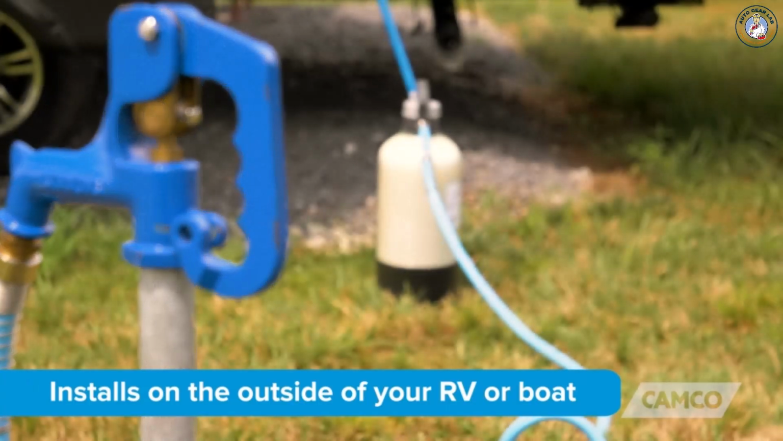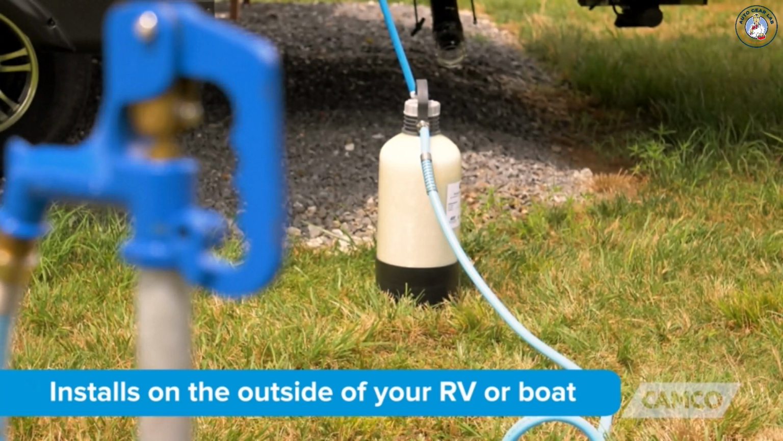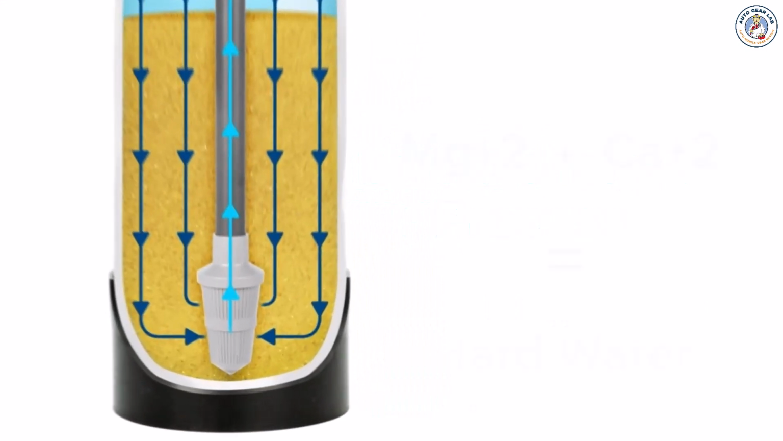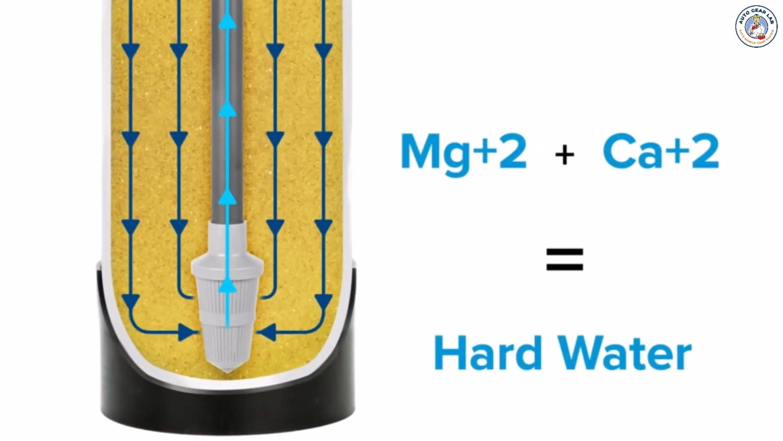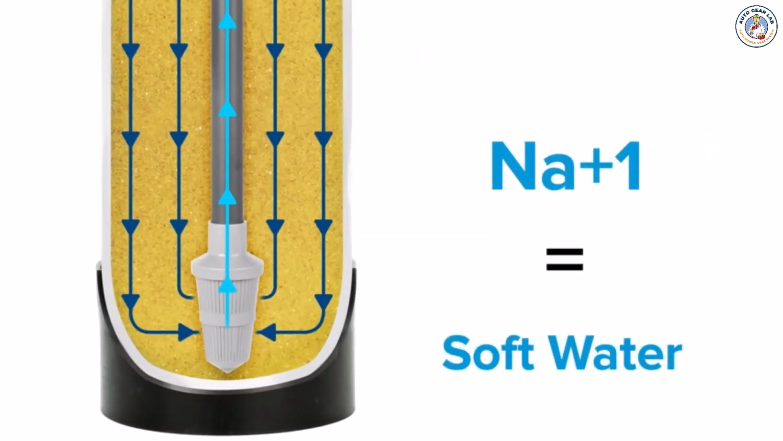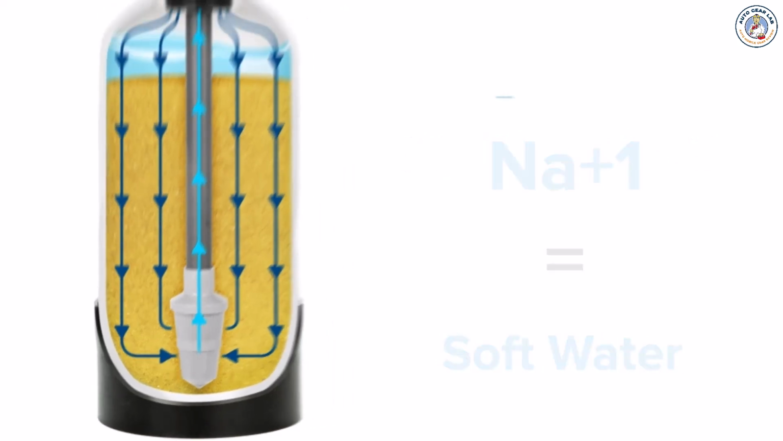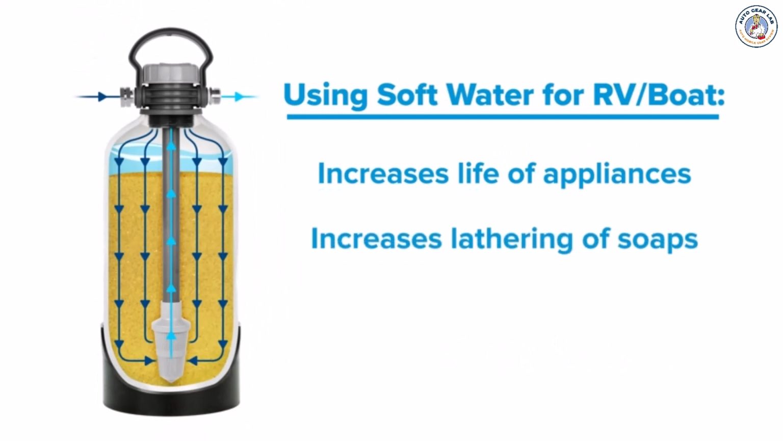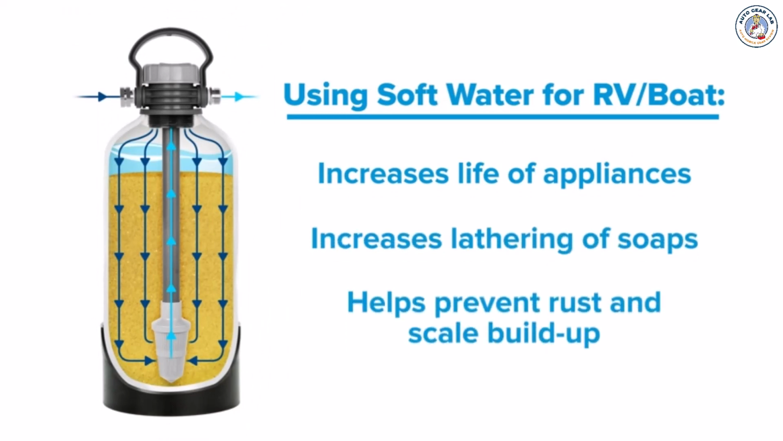The TastePURE portable water softener installs on the outside of your RV or boat and reduces water hardness through an ion exchange process. Magnesium and calcium ions in the hard water are replaced with sodium ions, creating softer water. Using soft water for your RV or boat increases the life of appliances, increases lathering of soaps, and helps prevent rust and scale buildup, among other benefits.